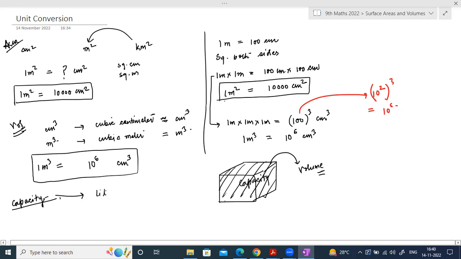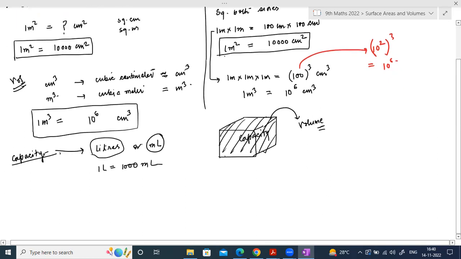capacity we measure in liters. If you want to tell someone how much water it will hold, how much air it will hold, you will tell that in liters. Sir, liters and milliliters. Liters or milliliter, yes. You already know that conversion, right? 1 liter is 1000 milliliter. Just like centimeter and millimeter, exactly the same. But there should be a way to tell how many liters is equal to how many centimeter cube or how many meter cube.